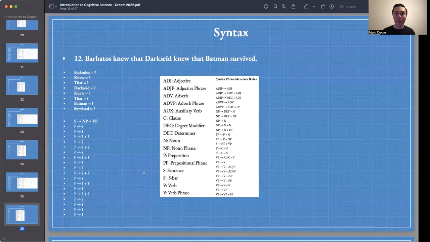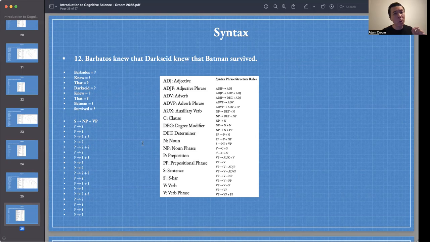So this one's going to be a long example, but in principle, we're going to do very similar things. Our final sentence for today is: Barbatos knew that Darkseid knew that Batman survived. How do we draw the tree structure for this? We know that Barbatos knew something, and there are going to be some complicated structural arrangements going on underneath that VP. So do your best and try to provide that right now using this list of rules.